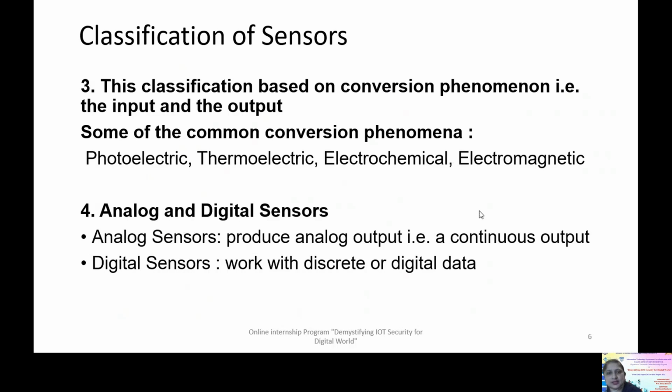So we can have the analog sensor and digital sensor. What is the analog sensor? It produces the analog output, that is definitely the continuous output. And the second one is digital sensors, which work with digital data or discrete values. So depending upon what type of output is generated, we have analog sensors and digital sensors.